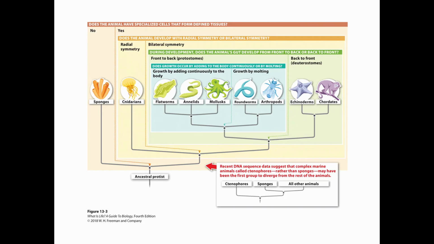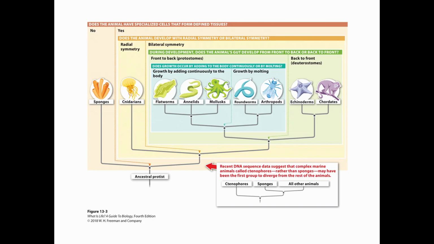Now, during development, does the animal get developed from front to back or back to front? So there are two different types of development for developing the digestive system. You can either develop mouth first, in which case you're a protostome, or you can develop anus first, in which case you're a deuterostome. And so you'd like to think that as humans we would develop mouth first, but we don't. Almost everything develops as a protostome, so flatworms, annelids, mollusks, roundworms, and arthropods. So their first opening of their digestive system is the mouth. And if you're an echinoderm or a chordate, so things like starfish or mammals, then you develop anus first.